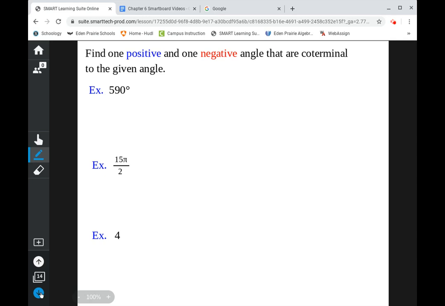Let's take a look at the first one. 590 degrees, if I subtract 360, 230 degrees is coterminal with 590 degrees. I can take that 230 degrees, subtract 360 again, and I get negative 130 degrees. Again, that's 1 positive and 1 negative coterminal angle to 590 degrees. Don't forget, there's an infinite amount of coterminal angles because I could subtract 360 again, or I could add 360 to 590, and I would get another coterminal angle.